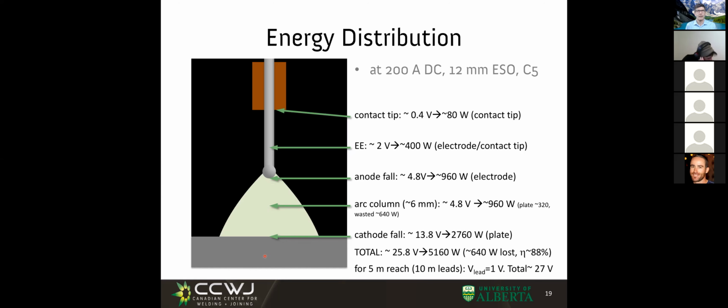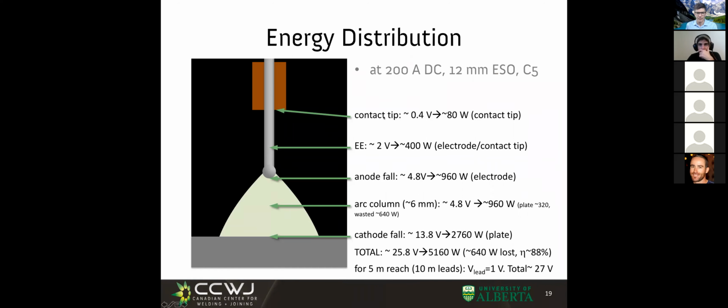Let's think of an example, which could be anything, but let's say we have 200 amps DC electrode positive with a 12 millimeter electrical stick out. C5 means 5% argon with 5% CO2, and that's the way they call it. C10, argon with 10% CO2. So let's go from top to bottom.